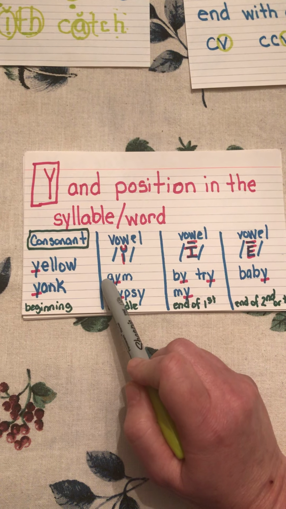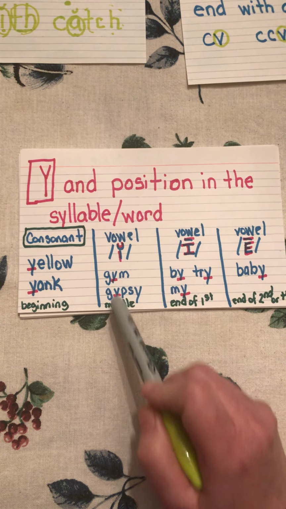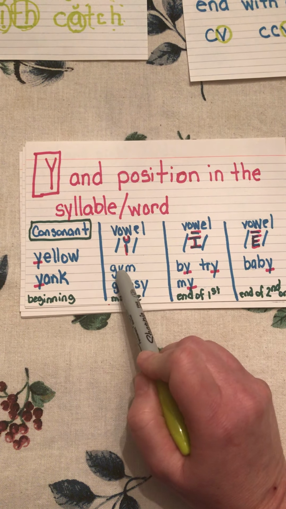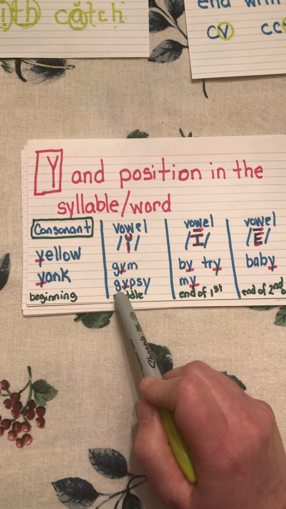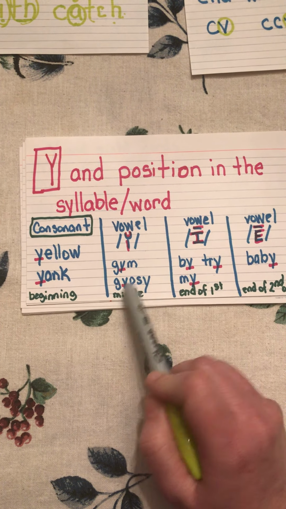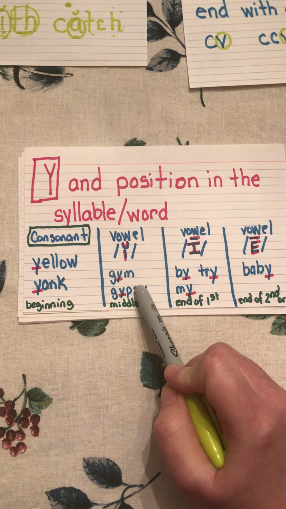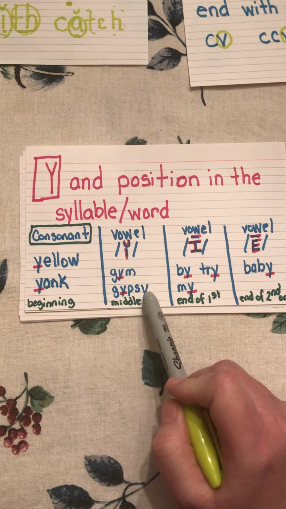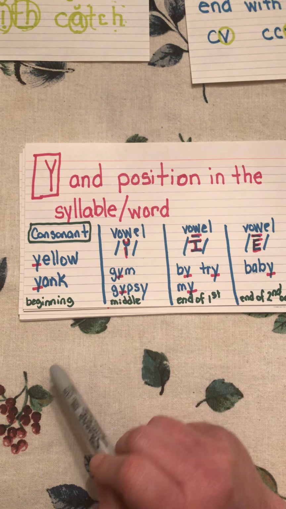Now, when we see Y in the middle of a syllable, so this is in the middle of this syllable right here, this Y is going to make the short vowel sound I. Again, this is a two-syllable word right here. The Y is in the middle of that syllable, so that Y is going to say the short vowel I sound again. So we have Jim and we have gypsy. Now this G is going to say the J sound because it's followed by a Y.